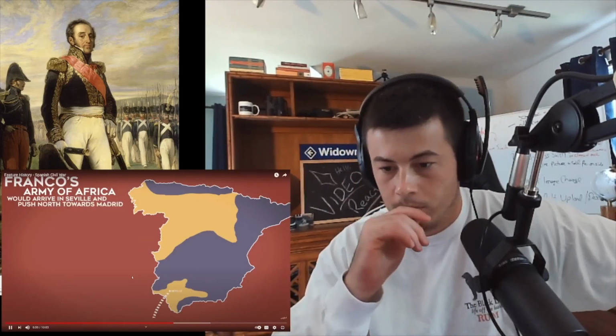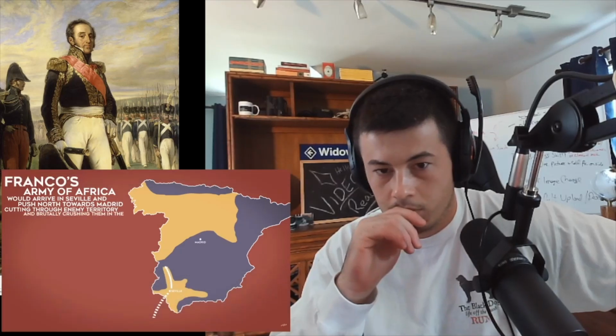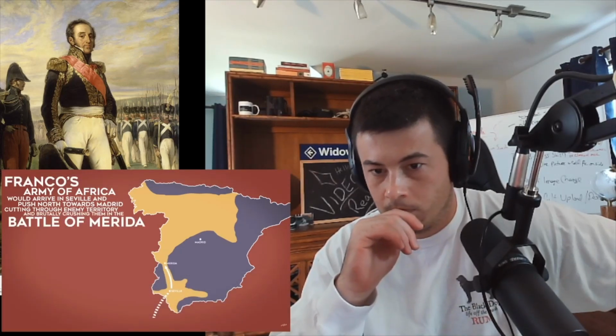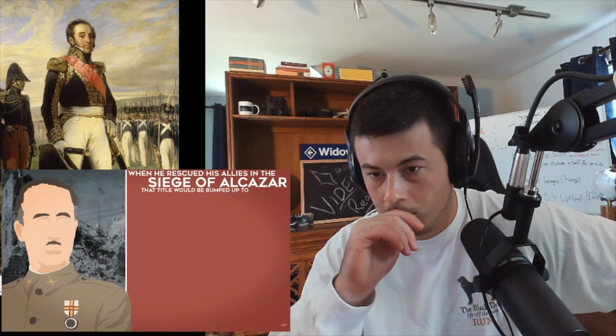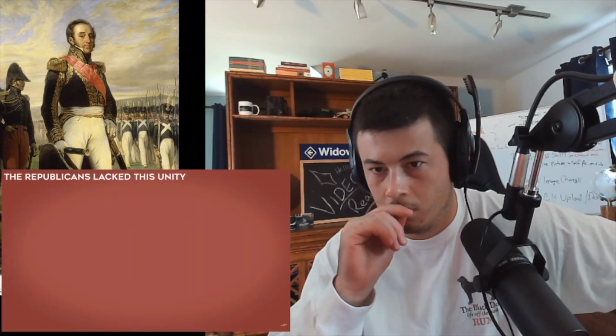Franco's Army of Africa would arrive in Seville and push north towards Madrid, cutting through enemy territory and brutally crushing them in the Battle of Merida in August. The nationalist territory was connected, and Franco was rewarded with the title Commander-in-Chief. When he rescued his allies in the siege of Alcazar, that title would be bumped up to Caudillo, the unquestionable military head. It would be Franco's work that unified the many elements of the nationalists. The Republicans lacked this unity.